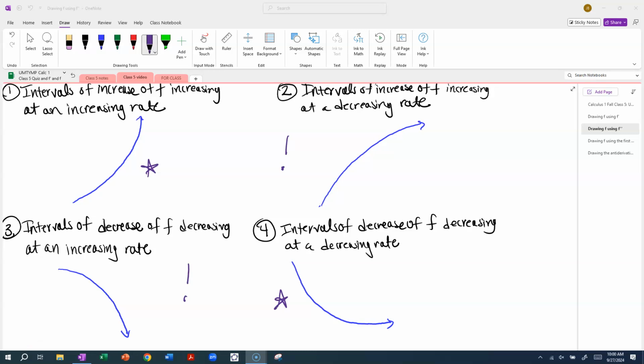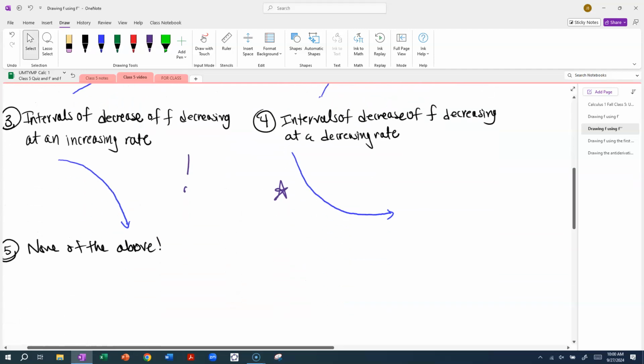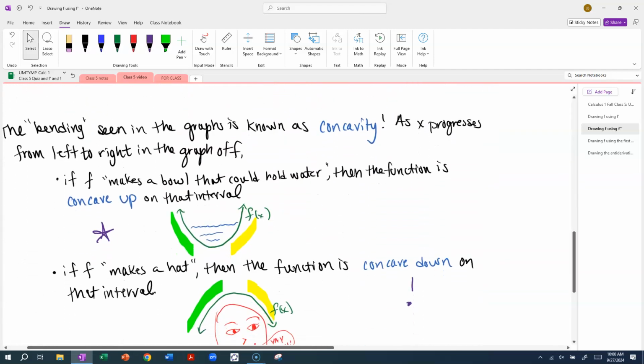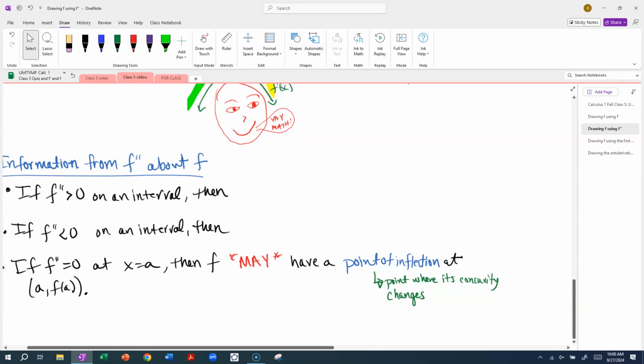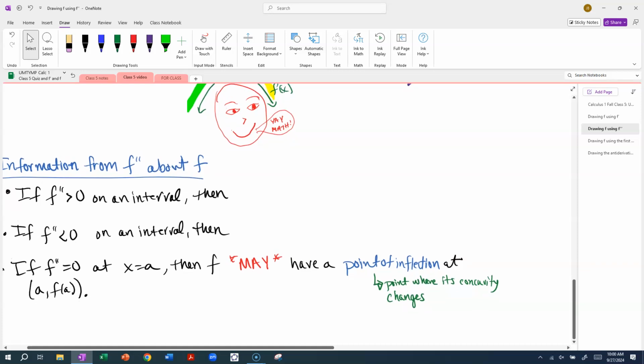The first and the fourth are both concave up. This is the right half, and this is the left half of that bowl shape. Then the hat, the concave down, is 2 and 3, because again you have the left half of the hat and the right half of the hat. So now we're aware of concave up and concave down, and let's think about what this is telling us.